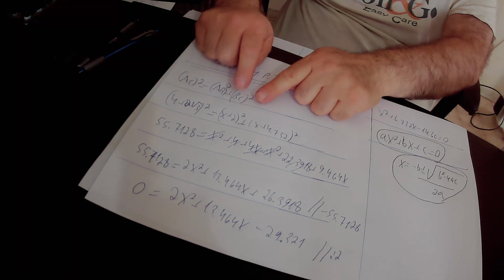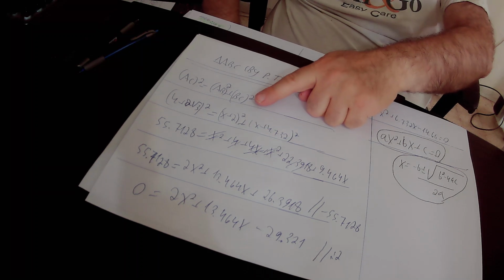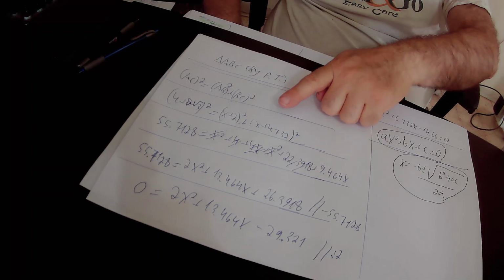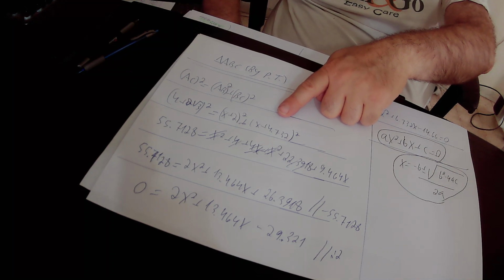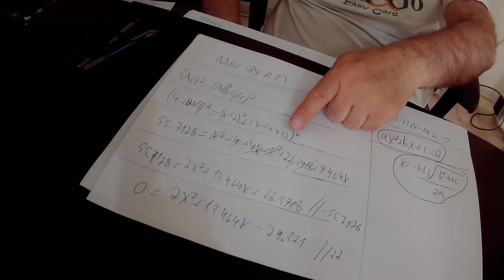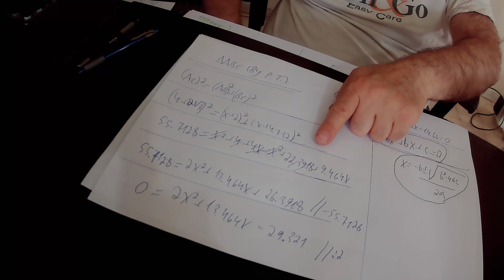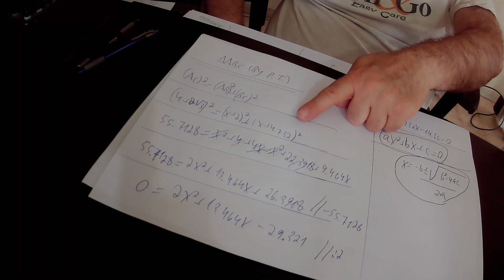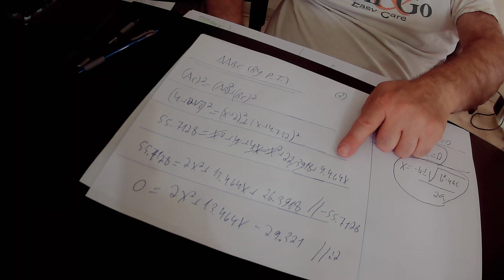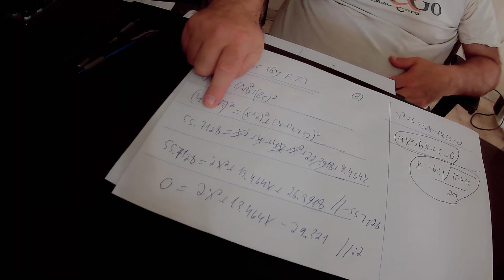x plus 2 squared equals x squared plus 2 squared, that is 4, plus 2 times x times 2, that is 4x. Plus x plus 4.732 squared equals x squared plus 4.732 squared, that is 22.3918, plus 2 times x times 4.732, that equals 9.464x.